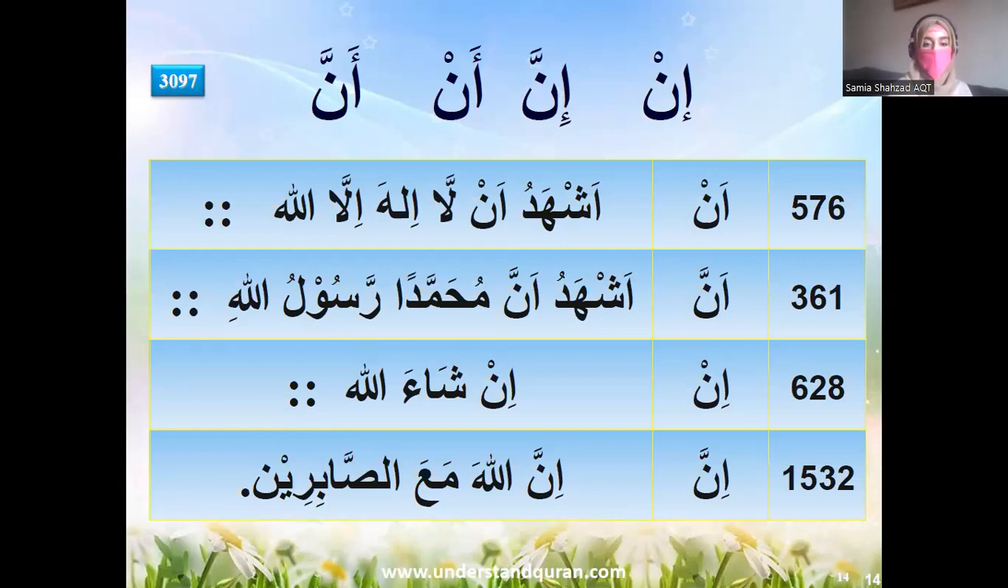So if we talk about the first word, this is an. The example is ashhadu an la ilaha illallah. The meaning is I bear witness that there is no God but Allah subhanahu wa ta'ala. An means that. Next is anna, indeed. Example, ashhadu anna Muhammadan Rasulullah, I bear witness. Sorry, this is not inna, I'm so sorry, this is anna. Anna means also that, right? An means that, anna means that. I bear witness that Muhammad sallallahu alaihi wasallam is Allah's messenger, right? So an and anna have the same meanings.